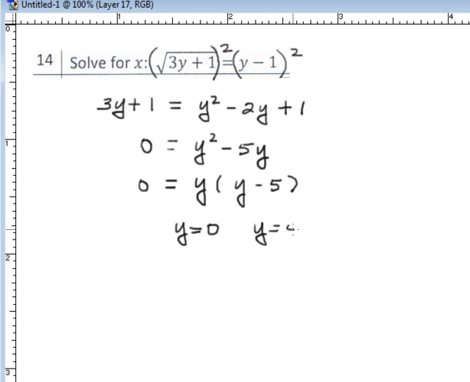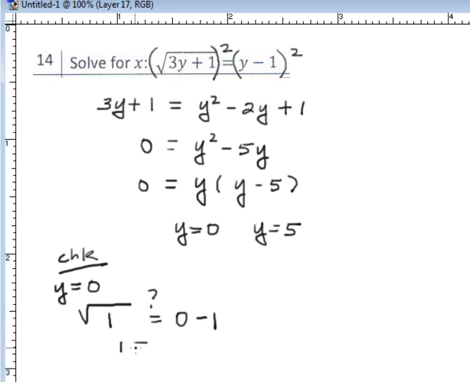We have to check those because we did square both sides. All right, so let's do our check. So first we'll check y equals 0. All right, let's substitute into the original. So that would give us 3 times 0 is 0, plus 1, so we have 1 equal to 0 minus 1. So that's 1 is not equal to minus 1. So y equals 0 is not a valid solution.